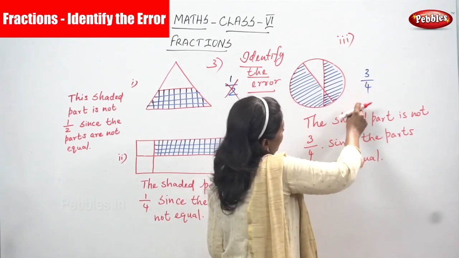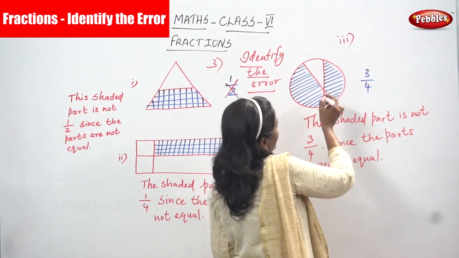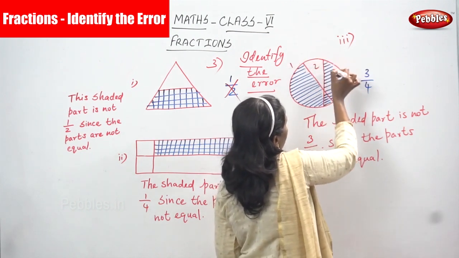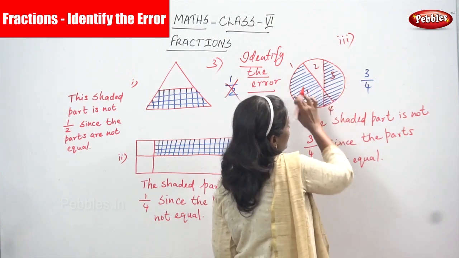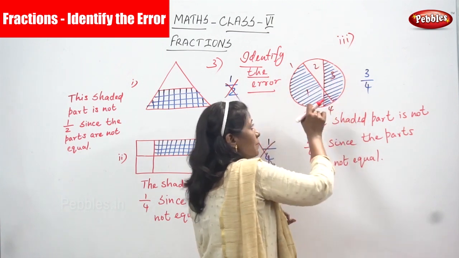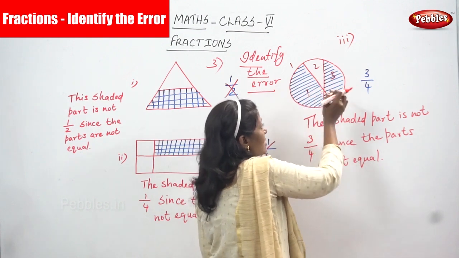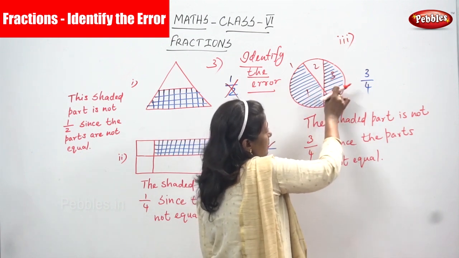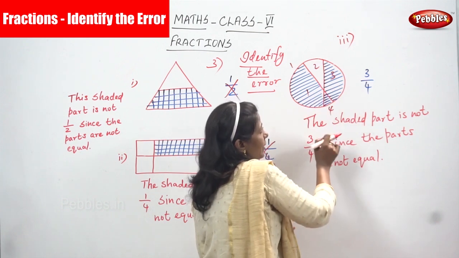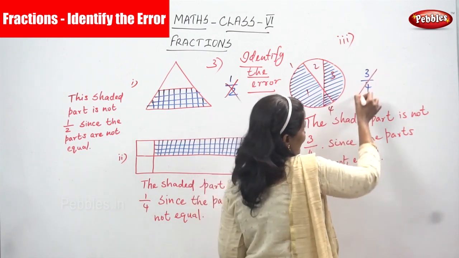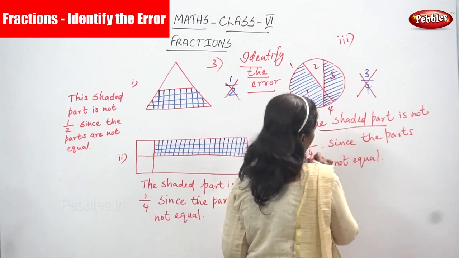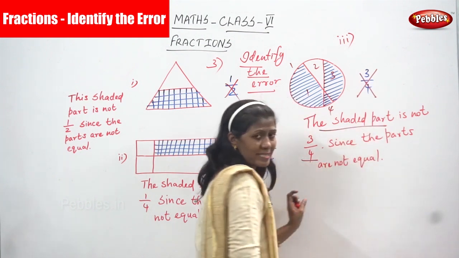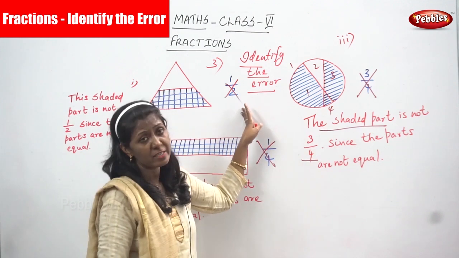Then next is 3 by 4. It is a circle. How many parts did I cut into? 1, 2, 3, 4. Anyhow, it is 4 parts, but how many parts did I shade? First part, fourth part and third part. Actually, I shaded 3 parts, that is 3 by 4, but it is not exactly 3 by 4. Why? The shaded part is not 3 by 4 since the parts are not equal. So that is the exact identification of the error.